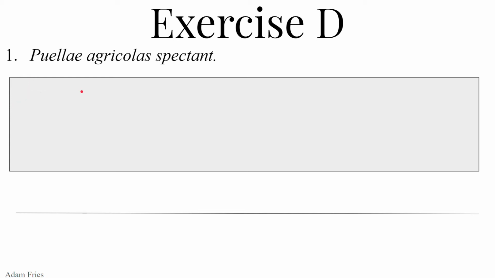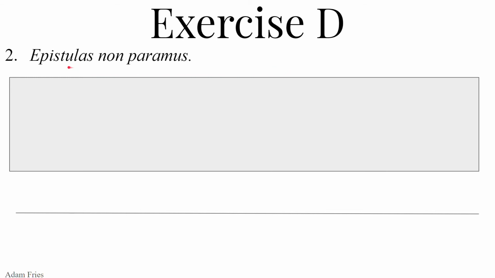So the girls are doing the action. Agricolas, from agricola, agricolae, masculine, farmer. Agricolas, that must be accusative plural. And the reasons for accusative: direct object, or motion towards with the preposition ad. There is no ad, so it's just going to be the direct object of this verb spectant, from specto, spectare, spectavi, spectatus, to look at. Spectant, third person plural present tense. So the nominative subject, puellae, the girls look at the farmers. The girls are looking at the farmers.